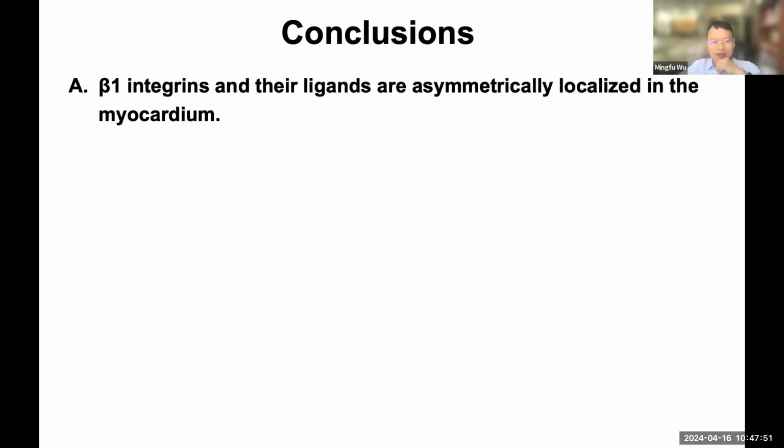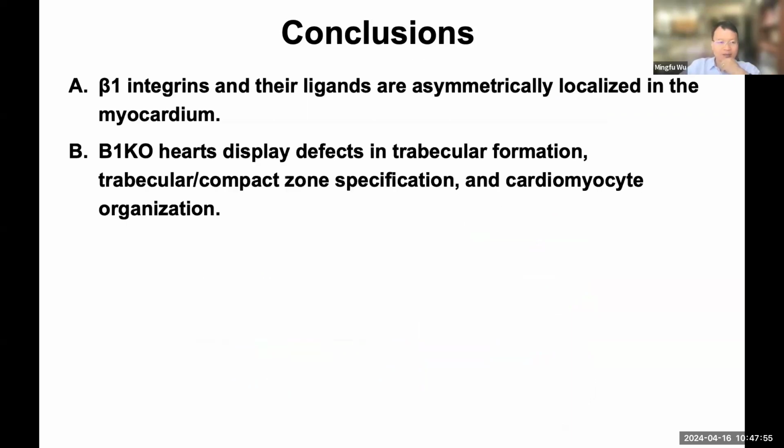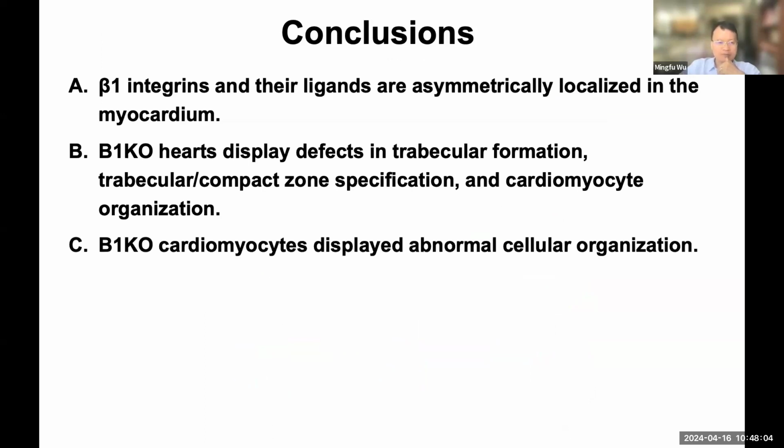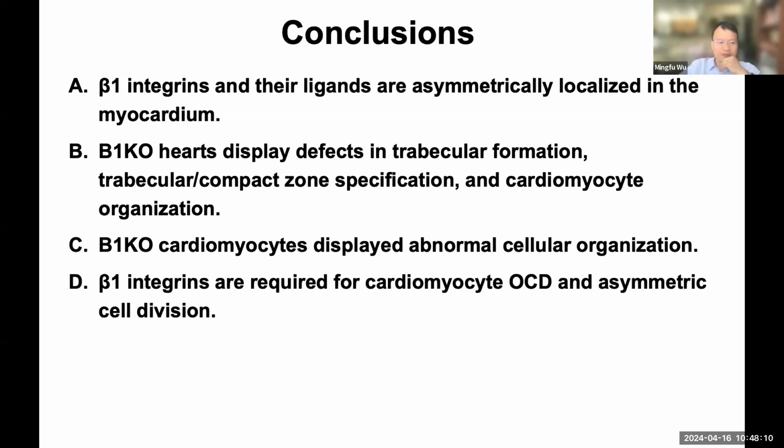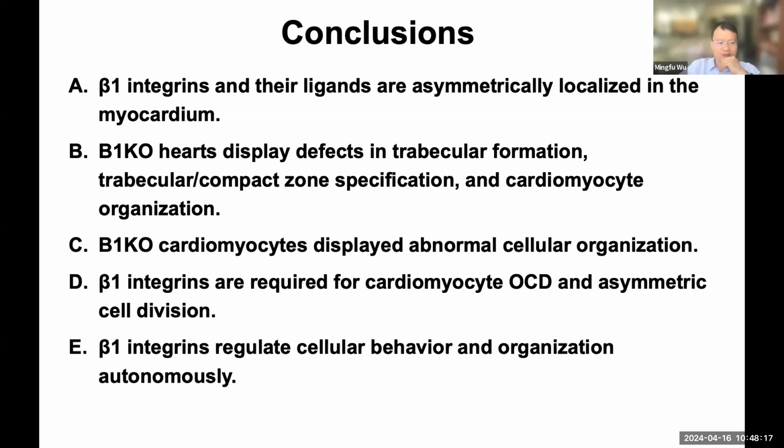Okay, so here's our conclusion. Beta 1 integrins and the ligands are asymmetrically localized in the myocardium. The beta 1 knockout hearts display defects in trabecular formation, trabecular compaction specification, and cardiomyocyte organization. Beta 1 knockout cardiomyocytes display abnormal cellular organization. Beta 1 integrins are required for cardiomyocyte oriented cell division and asymmetric cell division. And beta 1 integrins regulate cellular behavior and organization autonomously.